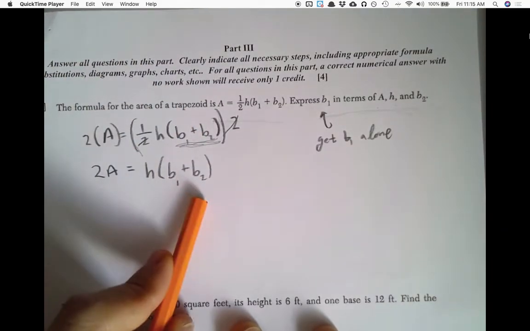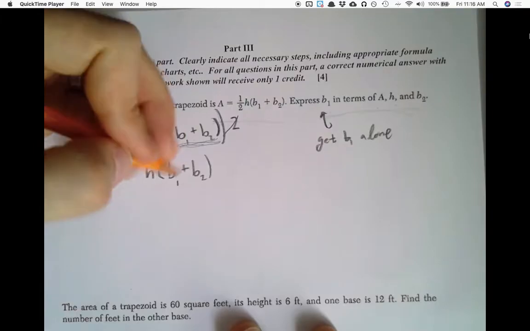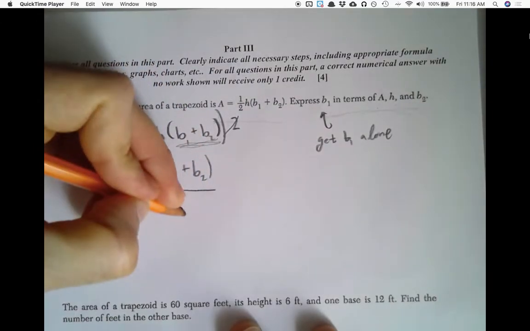Now I guess I could distribute, but that's going to end up making my life a little more difficult. I see h that's multiplying against this whole thing here. Let's get rid of the h just by dividing it away.